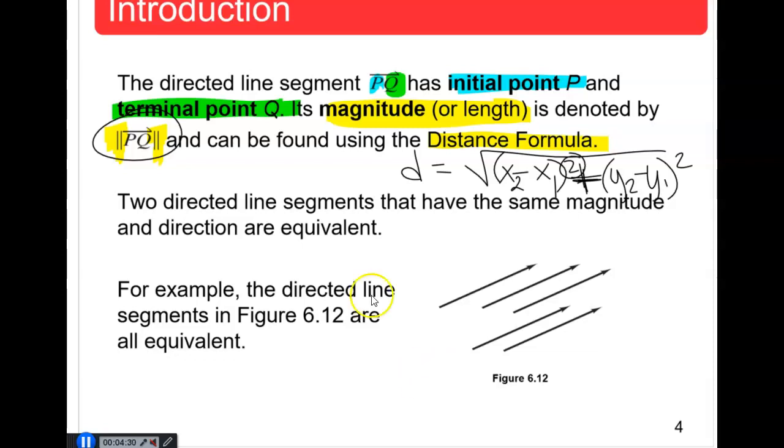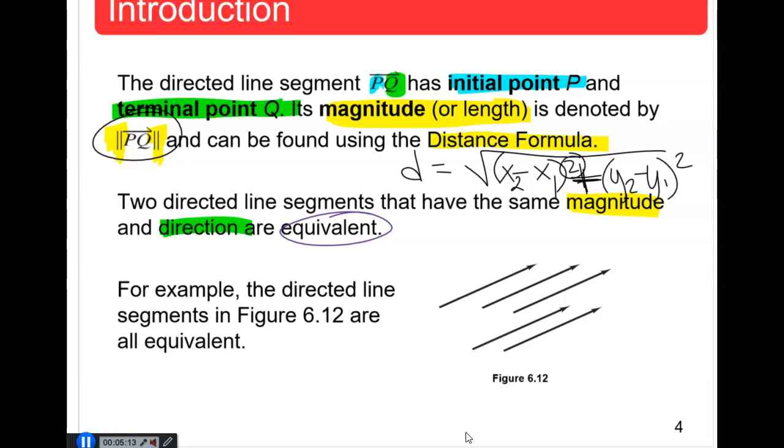Okay, so two directed line segments that have the same magnitude and direction are equivalent. So in some questions we will be given two vectors, and perhaps they might not have the exact same location with respect to their initial and terminal points. But if we calculate the magnitude, which is the length, by using the distance formula, and if they have the same magnitude and the same direction, which will be the angle, we will consider those two vectors equivalent. And we will do an example in a minute.